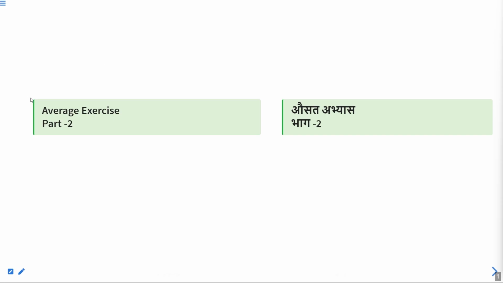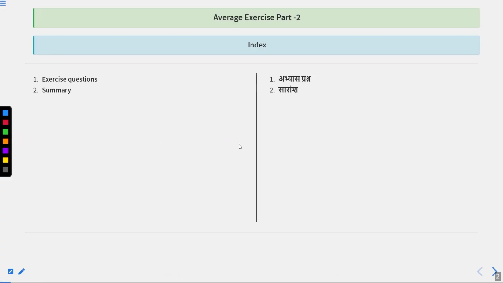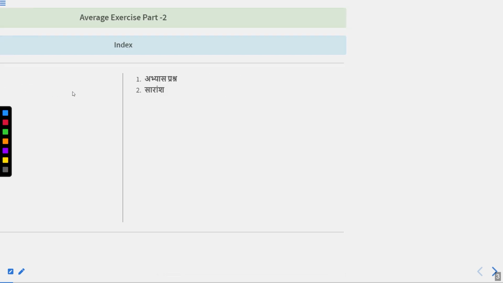Hello everyone. In today's class, we are going to discuss average exercise part 2. Okay, so let's start. Our index is exercise questions and then a summary of today's lecture.